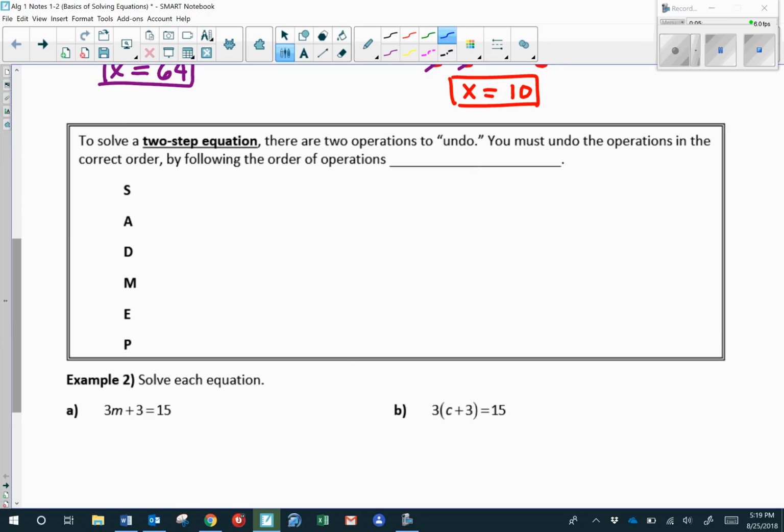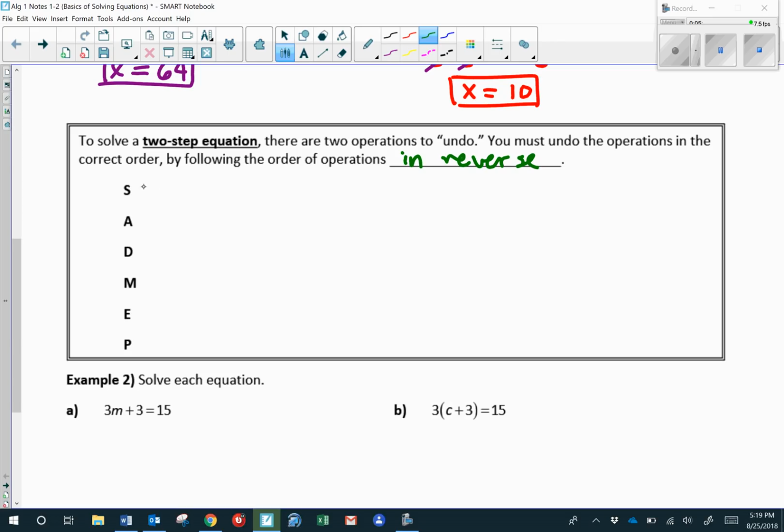In order to solve a multi-step equation, and what we're going to do is just 2 steps for the time being, there are 2 operations to undo. If we're undoing them, we have to do them in reverse order. So we want to follow the order of operations in reverse.